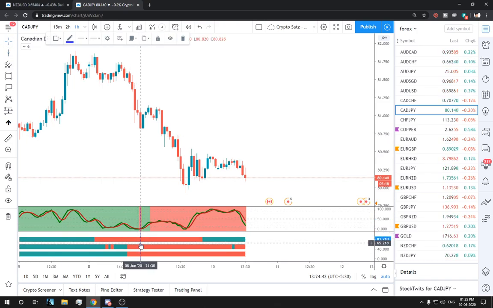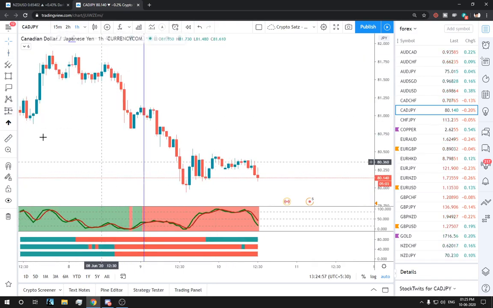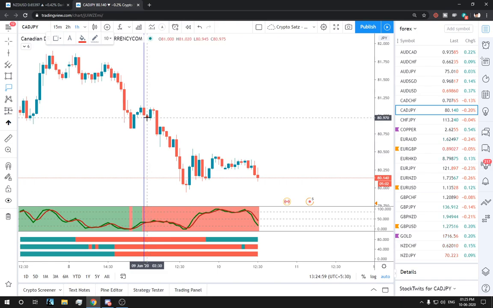This one is 8th June, so we were already short, I believe. So we'll look at 9th June, so it gives a good continuity for us. So we had a short signal here, short at the open of the next candle.